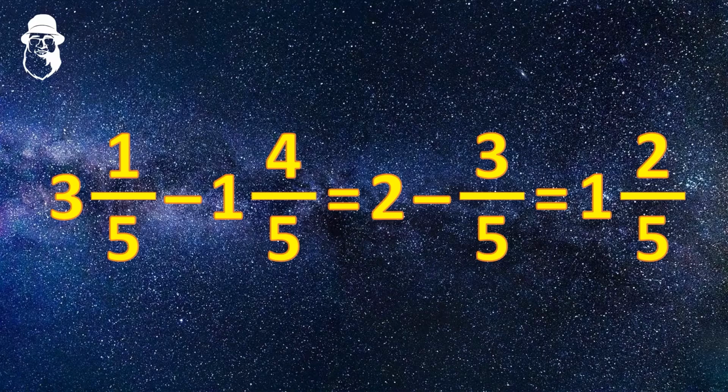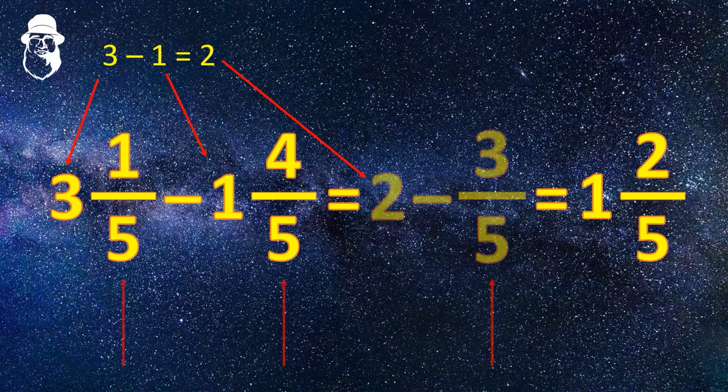Now let's check another example. First, subtract the units. 3 minus 1 is 2. Then 1/5 minus 4/5 means we still have 3/5 to take away. So now we want 2 minus 3/5. So take 3/5 from 2 to get one whole number 2/5.